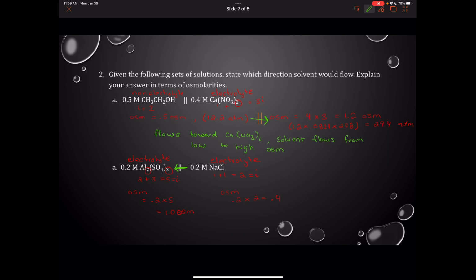So if we just looked at the molarities, these two are equal. But because of the number of particles they produce, the concentration of ions is not actually equal. The aluminum sulfate has the higher ion concentration. It's going to create that osmotic pressure, so solvent's going to flow to equalize them.